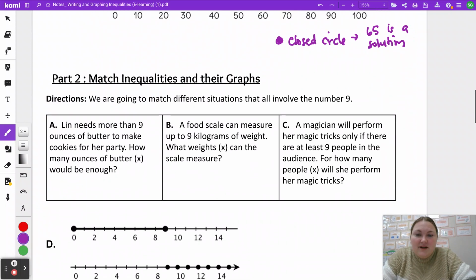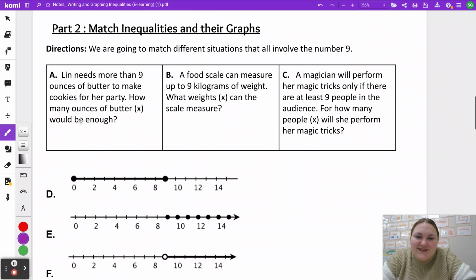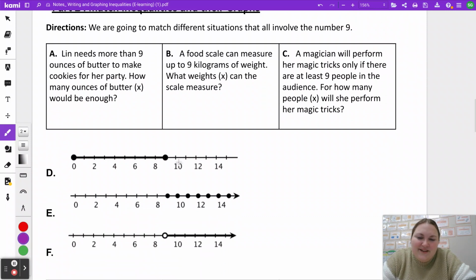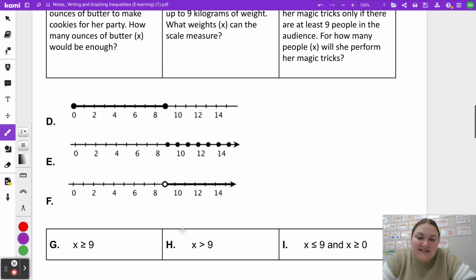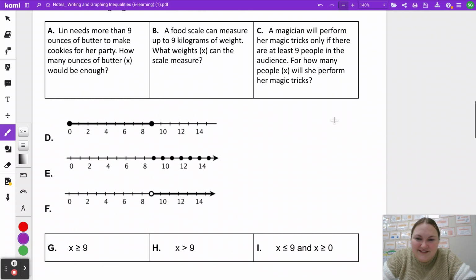The second part of this lesson is going to be a matching activity where below I have 3 more stories. All of these stories involve the number 9, and we are going to match these 3 stories with 3 number lines and 3 inequalities. I'm going to back this out just a little bit so it can all fit on the screen. And this is here for practice for you all.